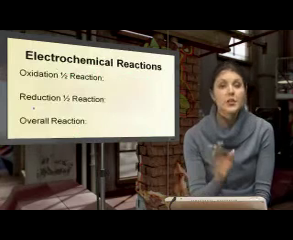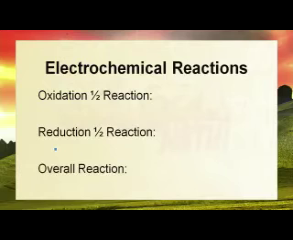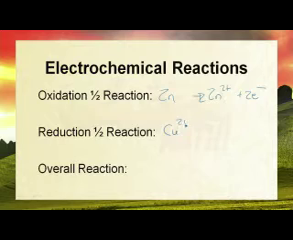Okay, now let's go and write out our two half reactions. We already know that zinc is going to be the oxidation half reaction, so we're just going to copy and paste from the right hand side going towards your left hand side, and remembering that your copper is going to start on your left hand side and then we're going to read it towards the right hand side.